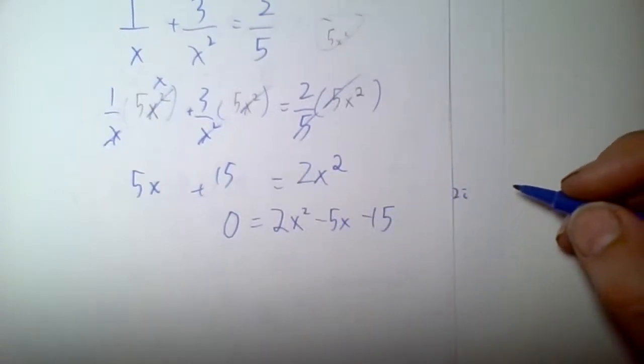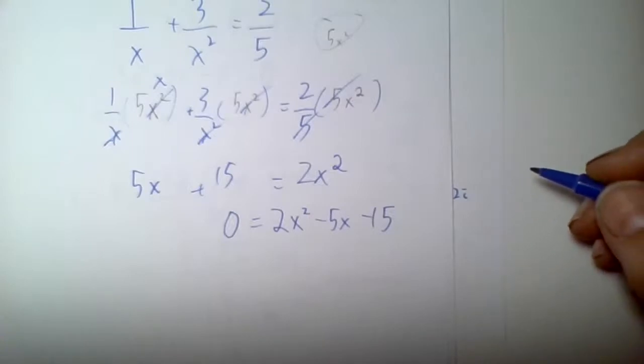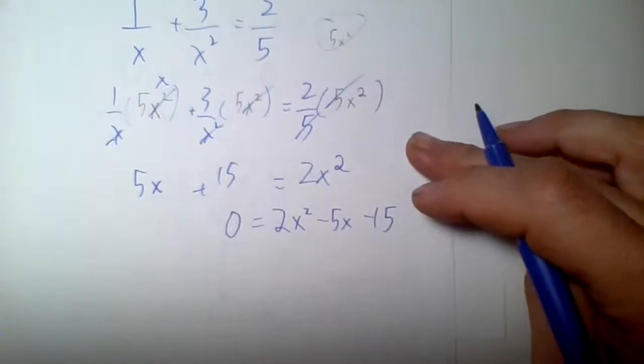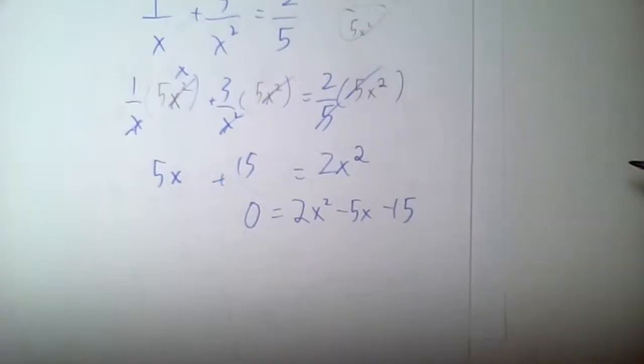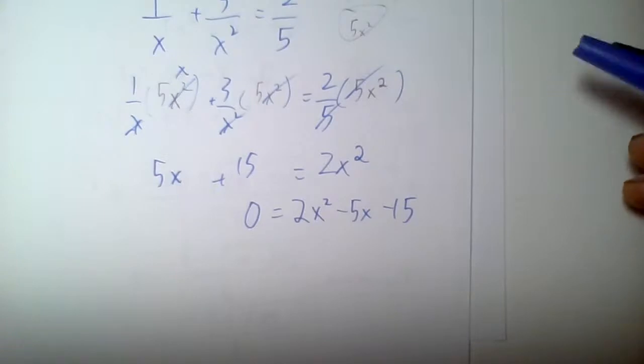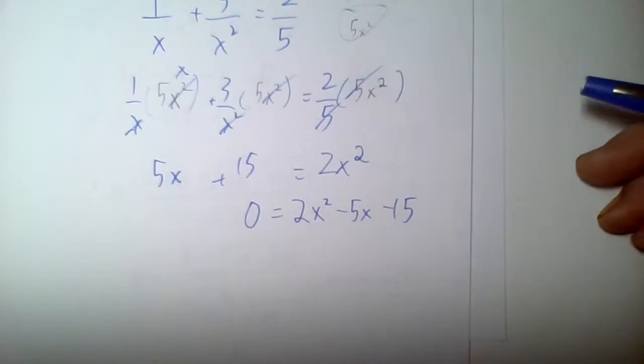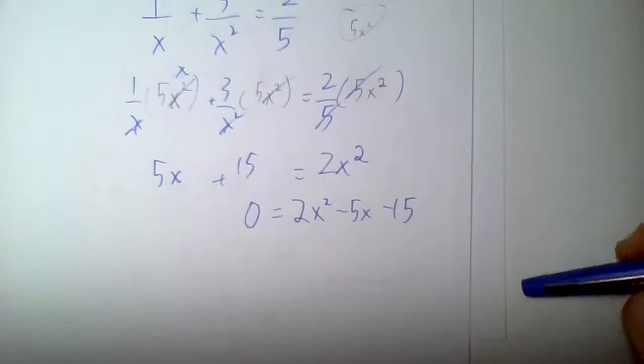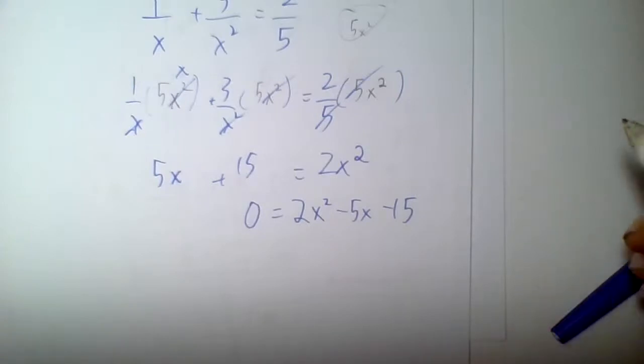And if you're good at factoring, you can give this a try, but you're not going to get anywhere. Right? You're not finding numbers that work there because there aren't any. So it doesn't factor. There's nothing that multiplies to negative 30 and adds up to negative 5. Not quite.